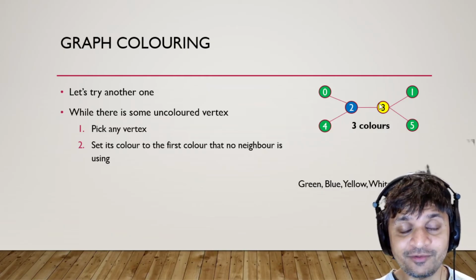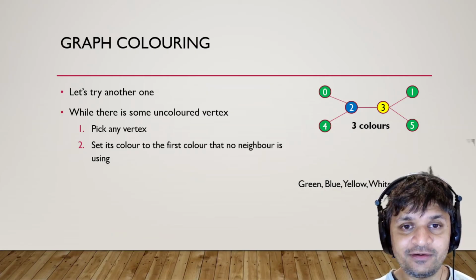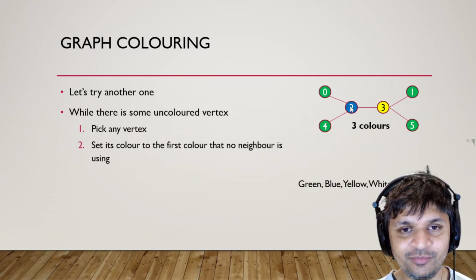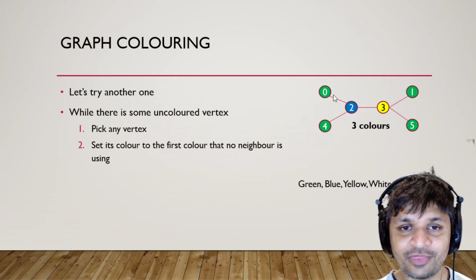So the problem says that vertices that are adjacent can't have the same color, right? So any vertex can't use the same color as its neighbors. And vertex 0, for instance, only has 1 neighbor. So it's pretty easy to color it. Vertex 2 has 3 neighbors. So it's much harder to color.